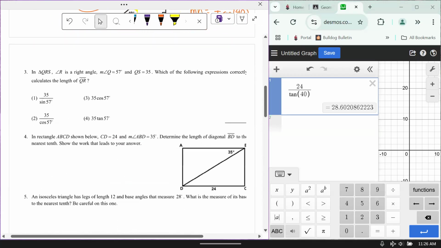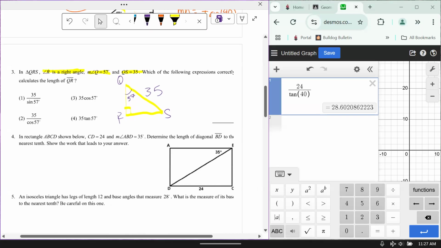All right. Number 3, in triangle QRS, R is a right angle. Angle Q equals 57 and QS equals 35. So draw your triangle. Here's our right angle. So this would be Q. R is the right angle, so R is here. S, right? Q is 57 degrees. QS is 35.